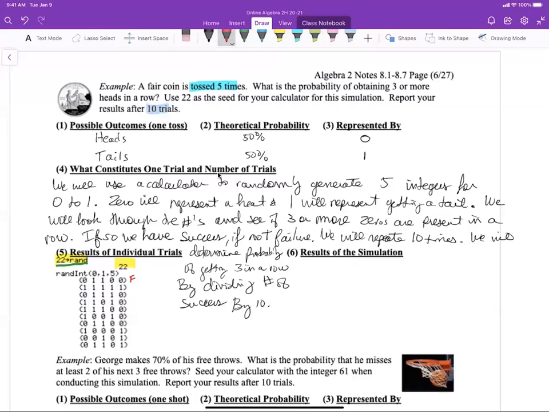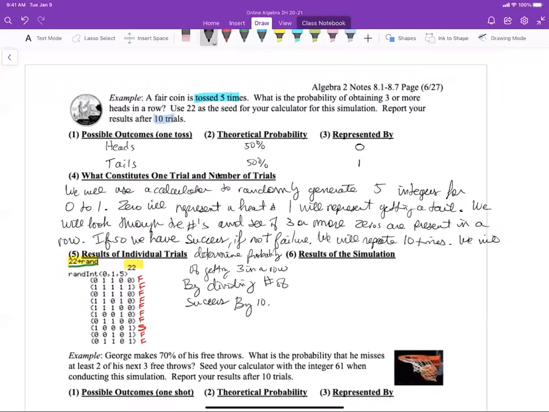In the first set of random numbers, you should get the same list too, by the way, if you seeded your calculator properly. I do not have 3 zeros in a row. I failed. The second one, I have no 3 zeros in a row. I failed. The third one, I failed. The fourth one, I failed. The fifth one, I failed. The sixth one, I failed. The seventh one, I failed. The eighth one, I had success. I have one that has 3 zeros in a row, and I failed the ninth and I failed the 10th. And so there is my data.